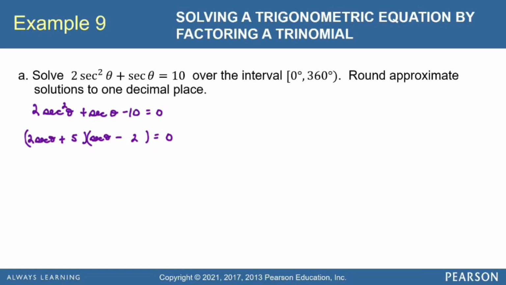All right, now we can say since this factor times this factor equals 0, one of the factors has to be 0, and it's our job to find out what values of theta make each factor equal 0. So if 2 secant theta plus 5 equals 0, then we want to isolate the secant theta. So we'll move the 5 to the right side of the equal mark. That gives us 2 secant theta equals negative 5. And now divide both sides by 2, and we get secant theta equals negative 5 over 2.